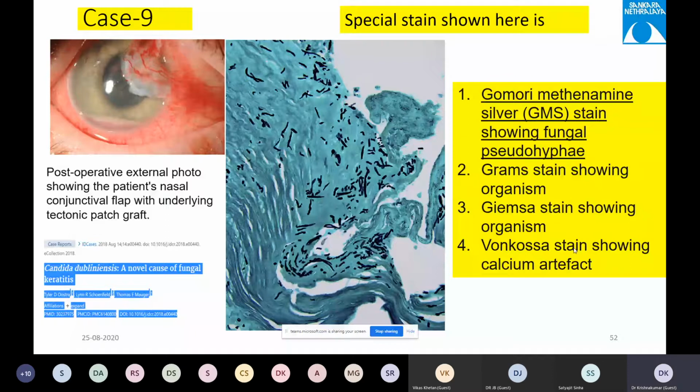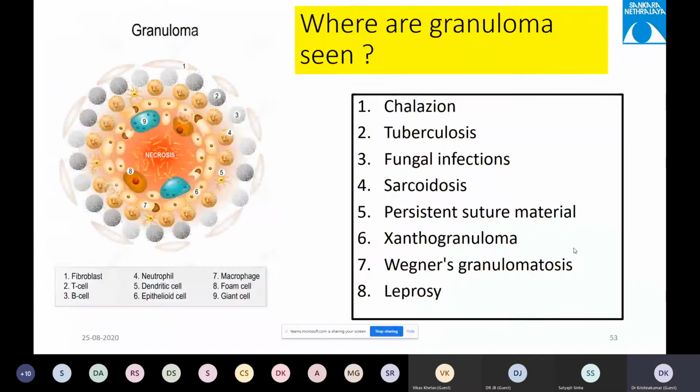Next, so far we have discussed something on granuloma. Granuloma is one of the hallmarks of chronic inflammation. Granuloma can have necrosis. So these are some of the conditions. In which condition can you see granuloma? Chalazion, TB, fungus, sarcoidosis, persistent suture material, xanthogranuloma, leprosy. So where do you see granuloma? Granuloma can be seen in all the conditions.